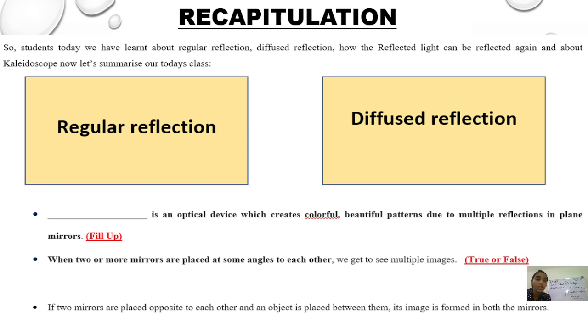Very good students. So now dash is an optical device which creates colorful beautiful patterns due to multiple reflections. Which is that device? Yes, it is a kaleidoscope only. And students, when two or more mirrors are placed at some angle to each other, then we get to see multiple images. What is your take on this statement, true or false?